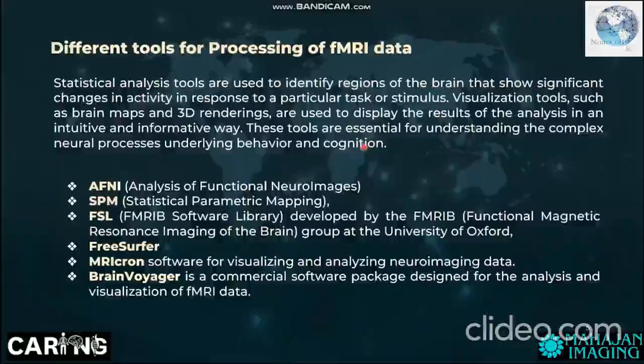There are different tools which are used for processing of fMRI data. The statistical analysis is mainly used to identify the regions of the brain that show significant changes in activity in response to a particular task. Some of the tools available include AFNI, statistical parametric mapping, FSL, FreeSurfer, Micron, and BrainVoyager.